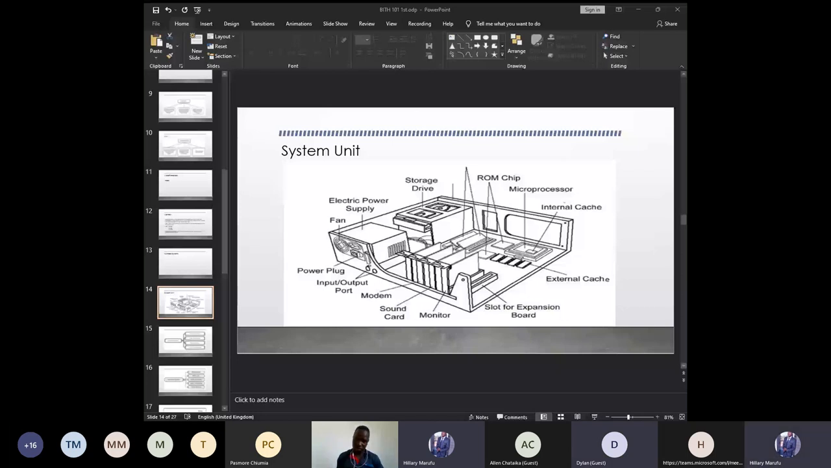So we talked about operating systems. How many types of operating systems do we have? Does anyone know any type of operating system? Okay, let's start with system software before we go to operating system. What are system software?